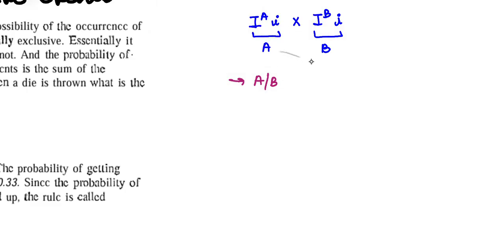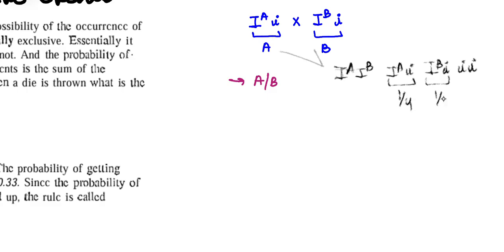So if we are considering these two cases here, we can either get IA IB, or we can get IA small i, or IB small i, or we can get ii. So in this condition, either A or either B. See, for A it can be out of 4 events, so it is 1 by 4. For B also it should be 1 by 4.